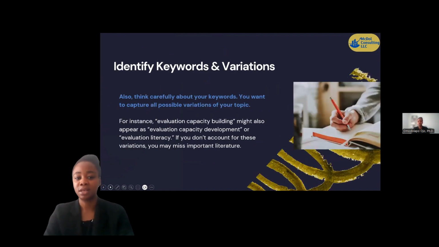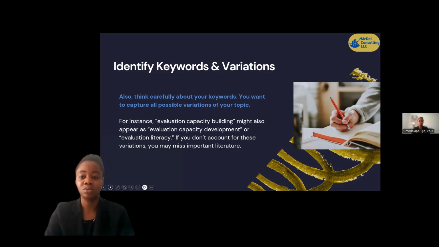The next is you want to identify what variations are in the keywords that you want to use. For instance, I talked about evaluation capacity building. This is a concept that has different kinds of terms in several places. Some scholars will call it evaluation capacity development. Some scholars will even call it evaluation literacy. And like the systems theory I talked about, some scholars will call it systems thinking. So these are the variations that you want to be sure of and include in your keywords.